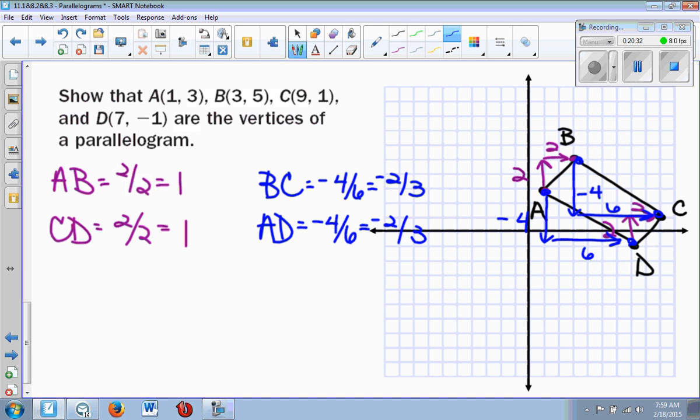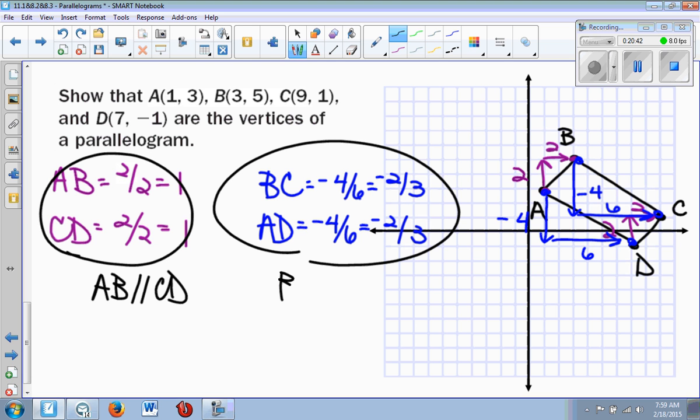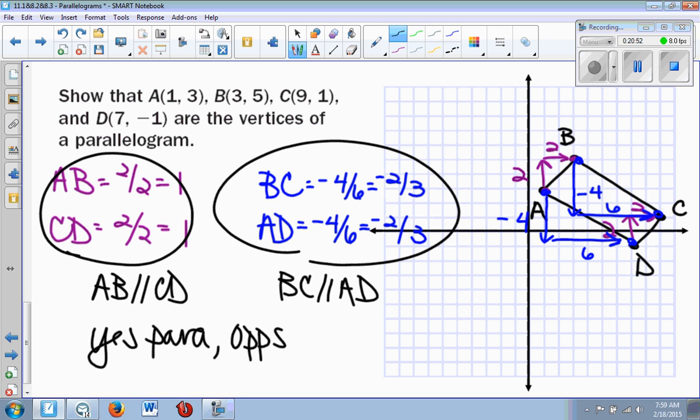So are the opposite sides parallel to each other? These two are parallel because they have the same slope. These two are parallel because they have the same slope. So yes, this is a parallelogram. And the reason why, opposite sides are parallel.